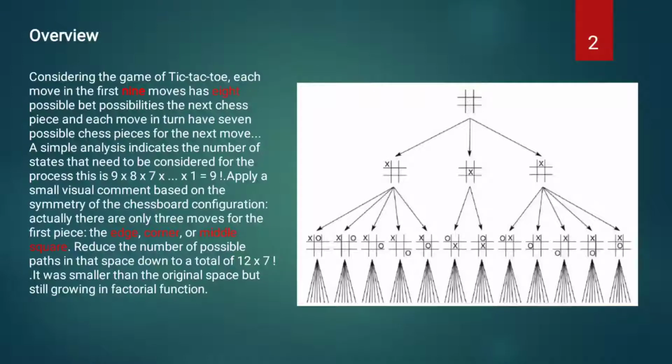Apply a small reduction based on the symmetry of the chessboard configuration. Actually, there are only 3 moves for the first piece: on the edge, in the corner, and in the middle square. This reduces the number of possible paths in the state space down to a total of 12 multiplied by 7 factorial. It is smaller than the original space, but still growing as a factorial function.